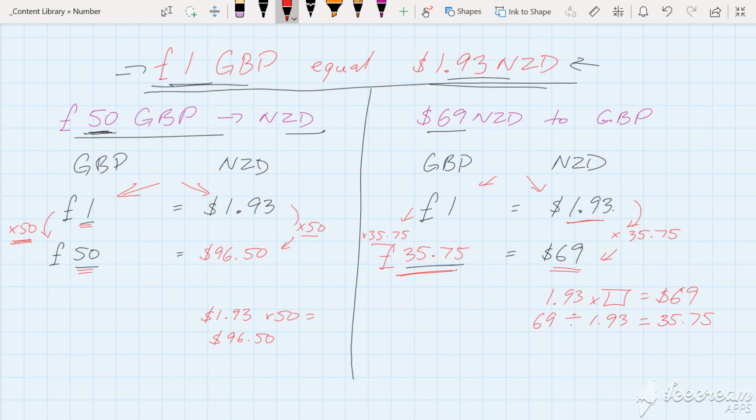So to recap, what we did here was we knew we were starting at $1.93. We had to figure out what we needed to times that value by to get to 69. I did some division in order to do that, so I reversed the equation, and so I've gone 69 divided by 1.93. That's told me that I need to multiply by 35.75, and what I've done to this side of the equation, I also did to this side of the equation. So 1 pound times 35.75 was 35.75 pounds. So that is currency conversion. All done.